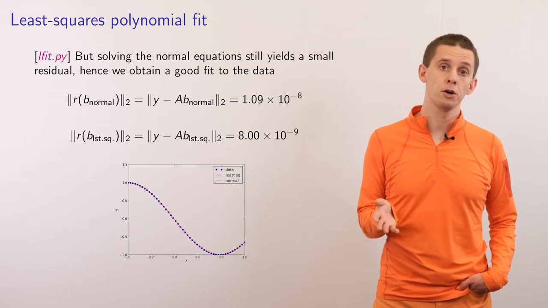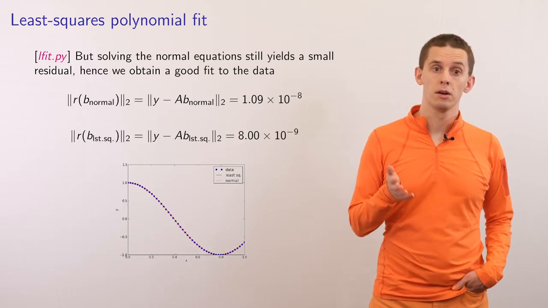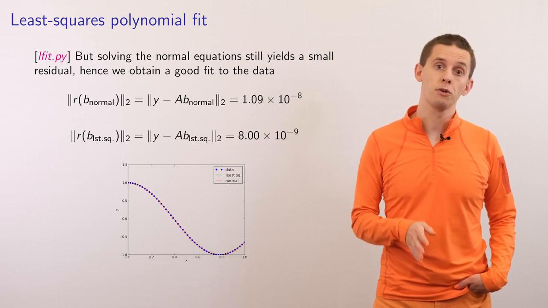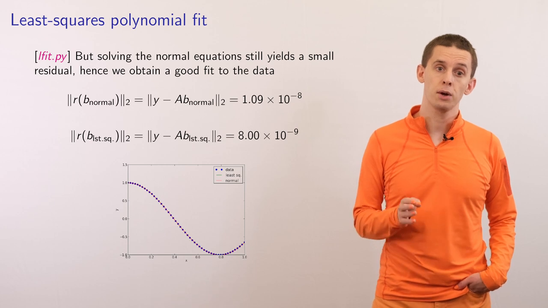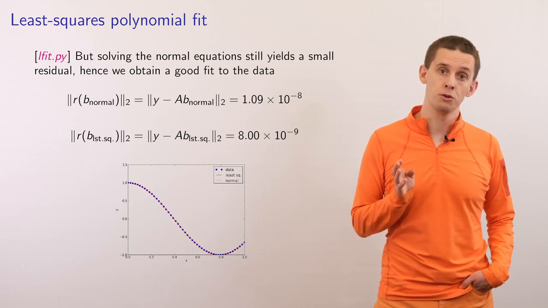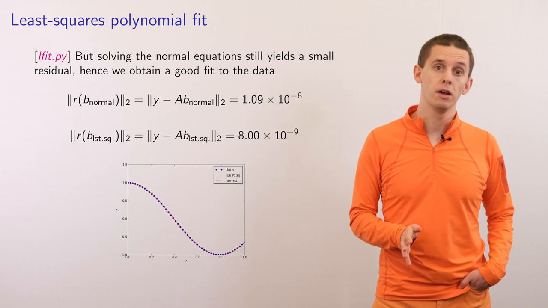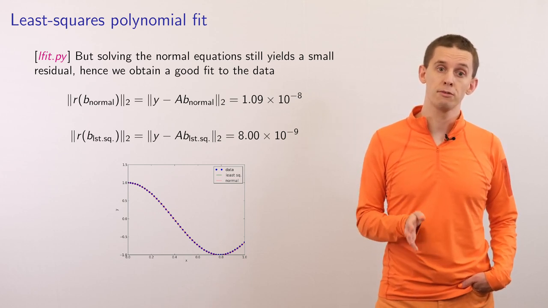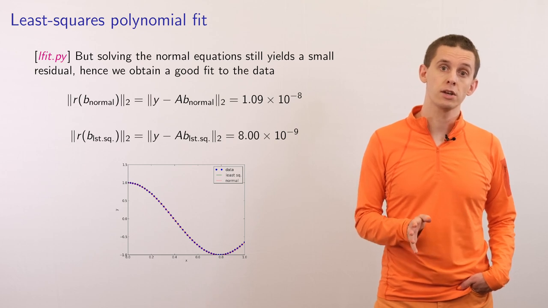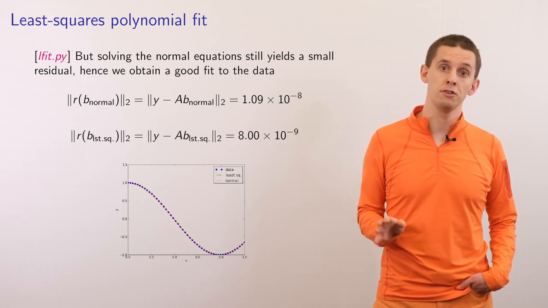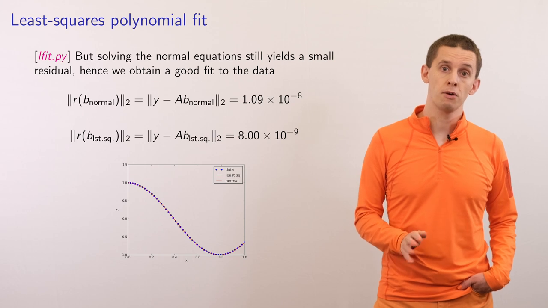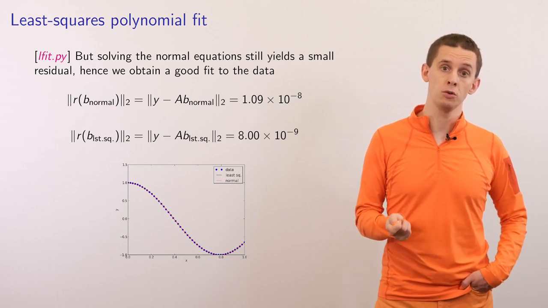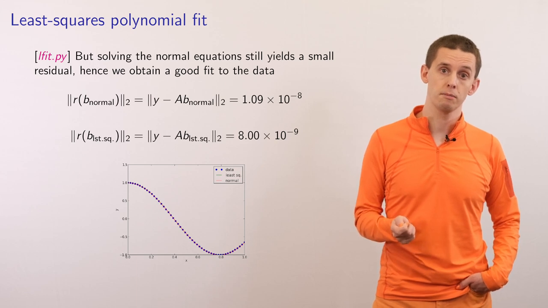So we saw in the lfit.py example that if we solve the normal equations directly, then we could still end up with a small residual, and therefore a good fit to the data. And if we actually look at the residual for both the direct solve with the normal equations and Python's least squares fitting routine, then we find that both of them have fairly small residuals. And in this case, both of them actually fit our data points very accurately. However, if we go to larger problems, then we'll start to see more difficulties with using the normal equations directly.